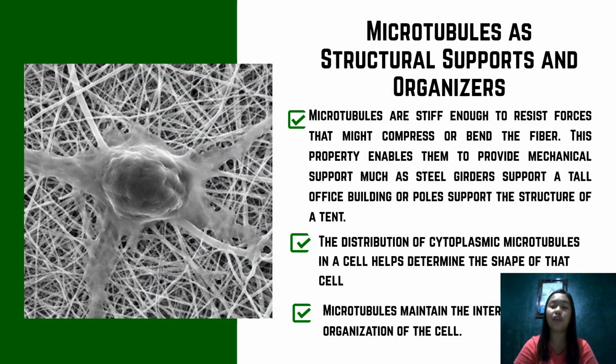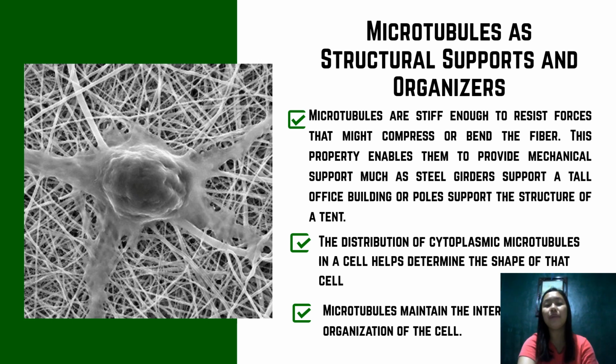Sunod naman ay microtubules as structural support and organizers. So microtubules, due to their inherent stiffness, resist compression and bending forces. In a cell, the arrangement of cytoplasmic microtubules plays a crucial role in shaping the cell, much like an internal scaffold. So, gaya nga nung sinabi natin na ang microtubules ay tumutulong sa pagbibigay ng shape sa isang cell. So, these microtubules function as structural supports and organizers, contributing to the cell's internal organization.